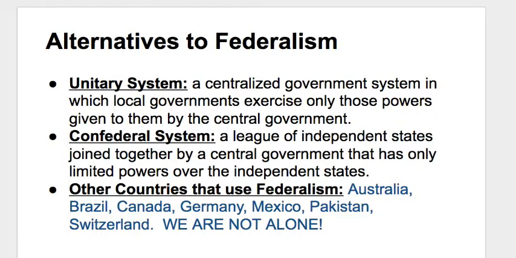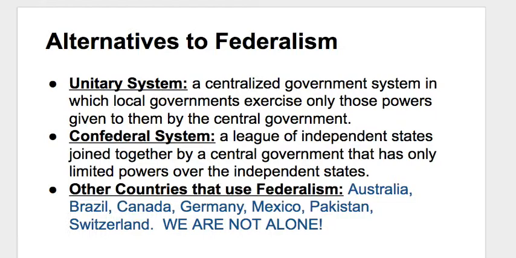Then you have your confederal system, which is a league of independent states. So remember the Confederate States of America, this is kind of the system they operated on. It's a league of independent states joined together by a central government that has only limited power over the independent states. So this is like your Articles of Confederation.